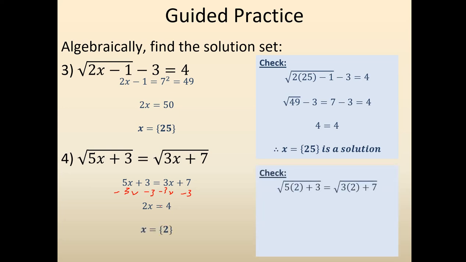Doing our check, so multiply 5 times 2 and multiply 3 times 2. So we end up getting the square root of 10 plus 3 equals the square root of 6 plus 7. Just finishing this through, we end up getting the square root of 13 equals the square root of 13. That's a true statement. Therefore, x equals 2 is a real solution.